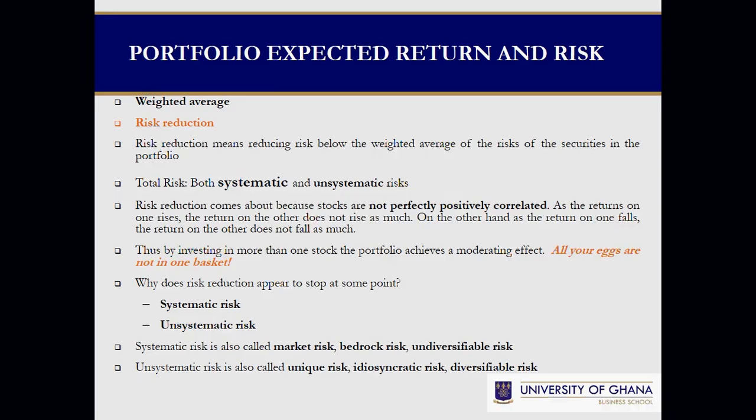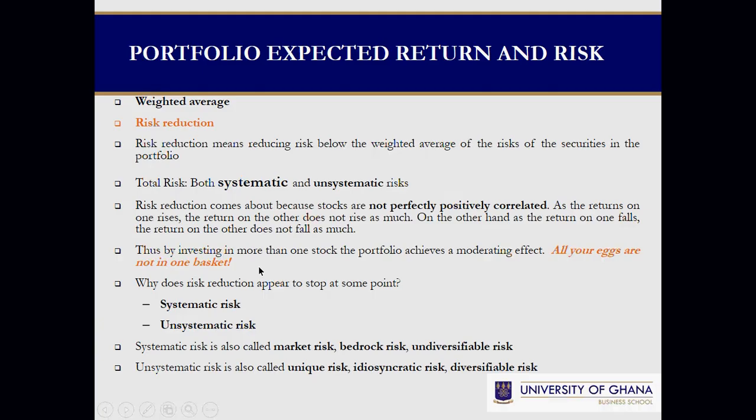All right, so weighted average risk reduction. Risk reduction means reducing risk below the weighted average of the risk of the securities in the portfolio. Total risk is both systematic and non-systematic risk. Risk reduction comes about because stocks are not perfectly positively correlated. As the return on one rises, the return on the other does not rise as much. On the other hand, as the return on one falls, the return on the other does not fall as much.